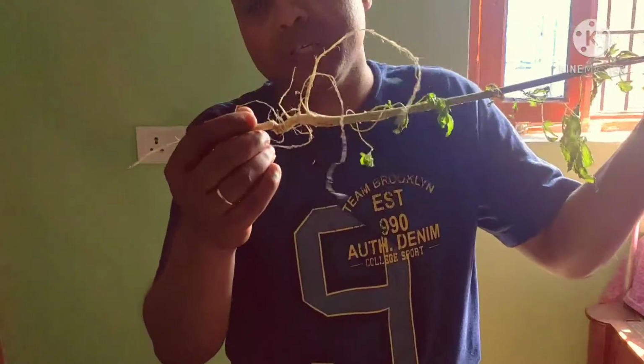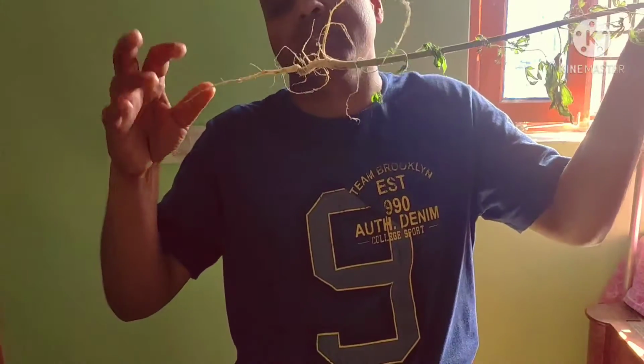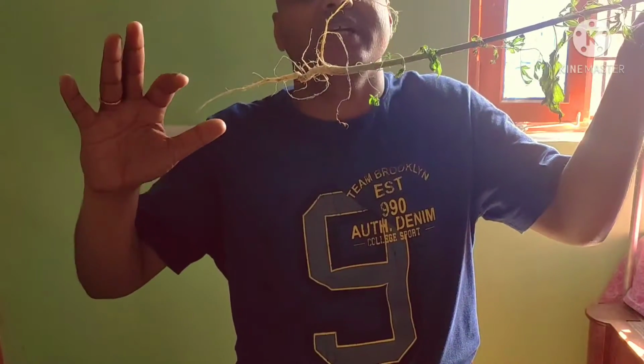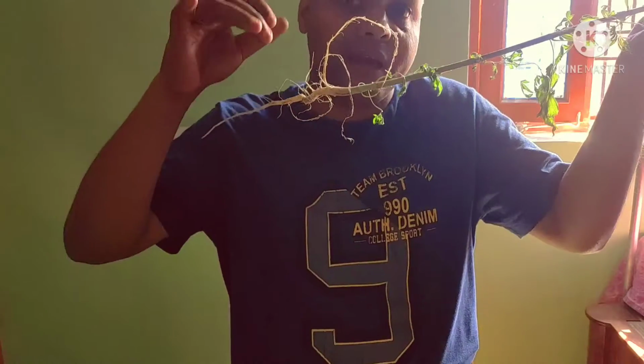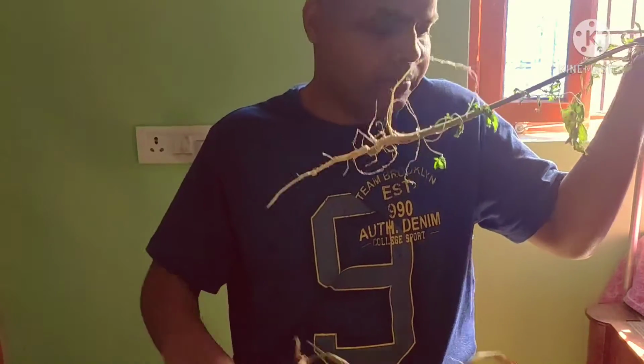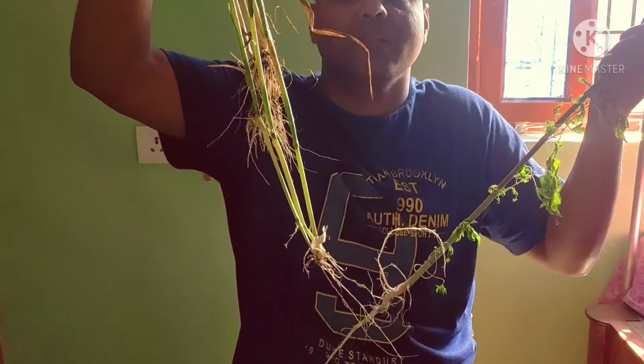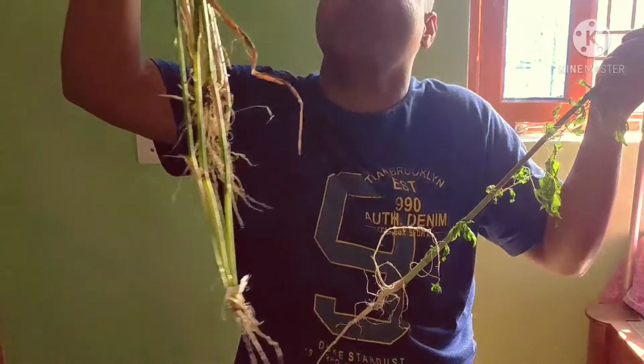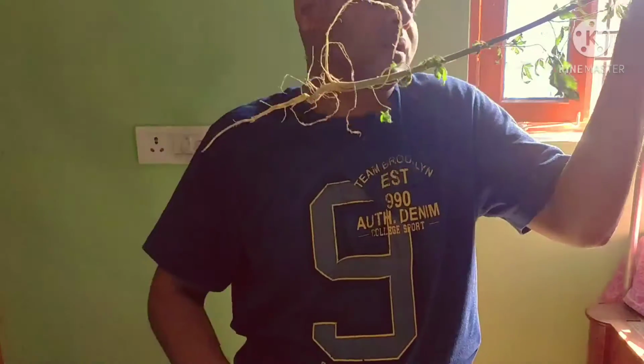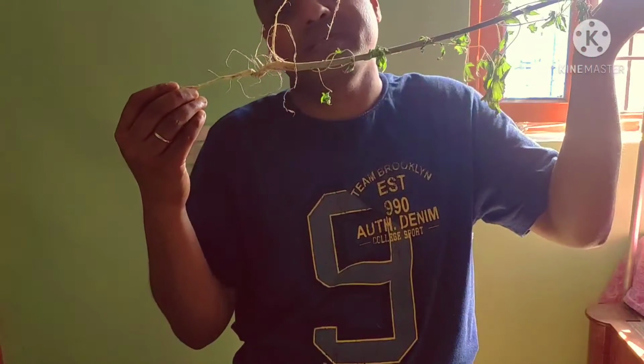This taproot system will comparatively withstand drought more. If we compare with our fibrous root system, this fibrous root system cannot withstand drought, so the plant will die. But this taproot system can easily withstand it.